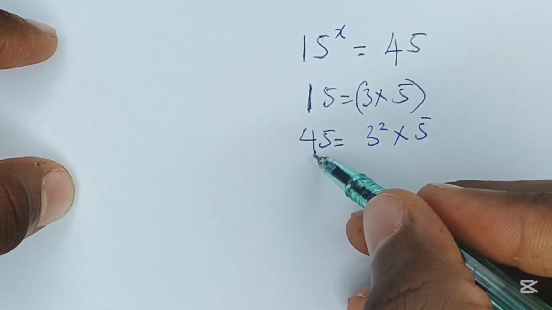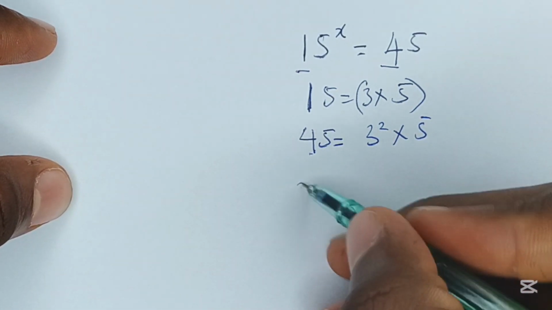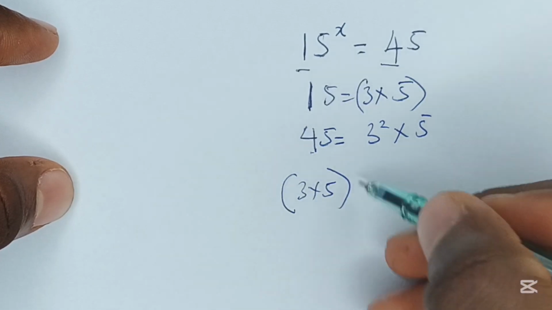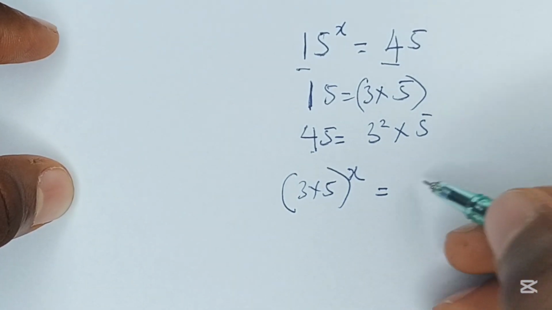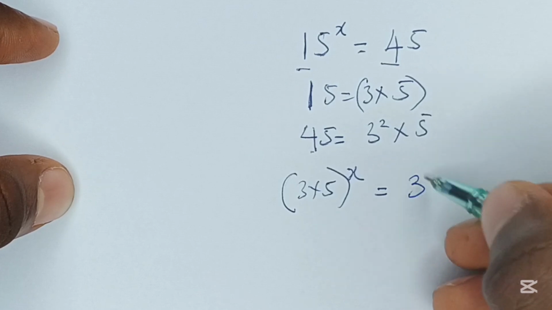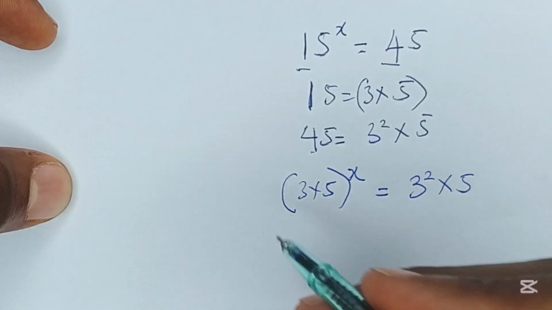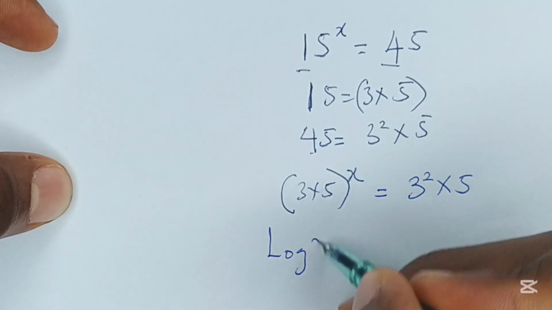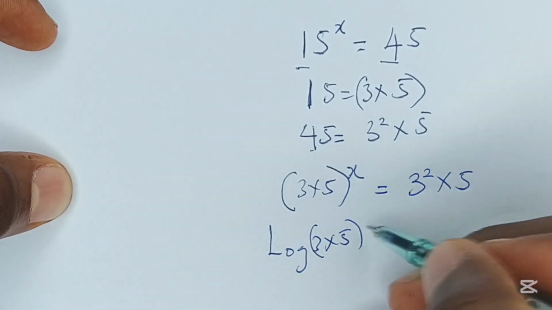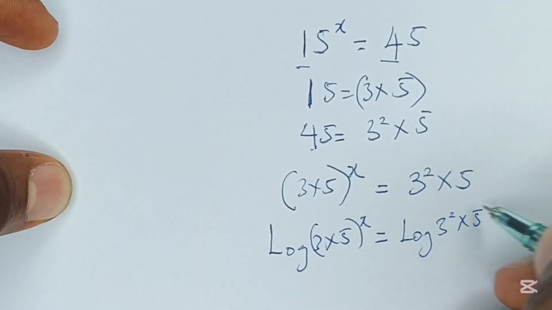Okay? Substituting this for this and this in this equation, we have (3 times 5) all to the power of x to be equal to 45, which is 3 squared times 5. Alright? Now from here, if we take the logarithm of both sides, we have logarithm of (3 times 5) all to the power of x to be equal to logarithm of 3 squared times 5.